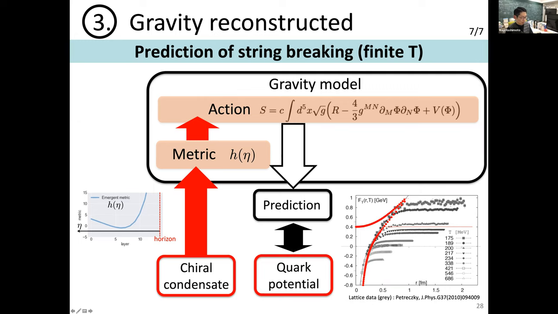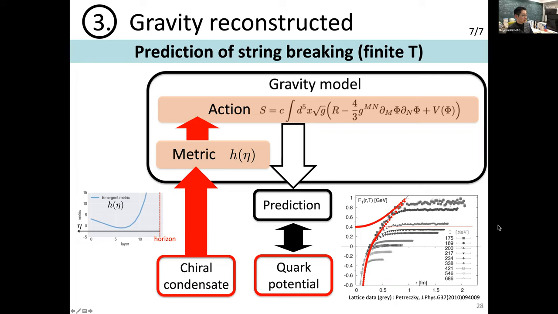by Petreczky in 2010. So you look at the lattice data of 200 MeV, which is this triangle. So it's here. As you can see, our result nicely overlaps with lattice data. In particular, the string breaking distance, which is about 0.6 femtometer, matches quite well with the lattice data. This is amazing. I didn't expect that kind of nice matching, since we started just with the chiral condensate lattice QCD data, which normally tells us nothing about confinement, right? But here, through this process, our prediction actually matches lattice QCD data quite well.